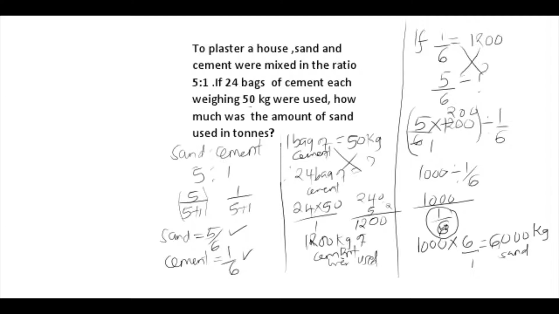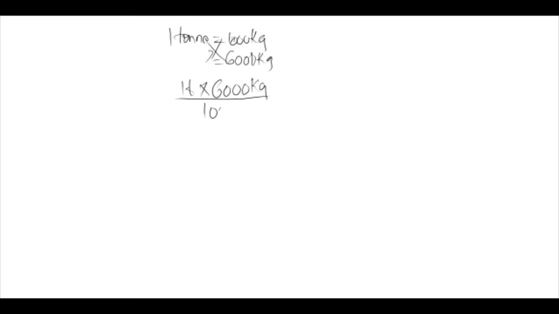But the question was the amount of sand in tons, and we know that 1 ton is equivalent to 1000 kilograms. What about 6000 kilograms? Will give us how many tons? So we cross multiply. We have 1 ton multiplied by 6000 kgs divided by 1000 kgs. So we have kgs cancelling. We have 1, 2, 3 zeros cancelling again. We remain with 6 tons. So that is the amount of sand that was used in tons.